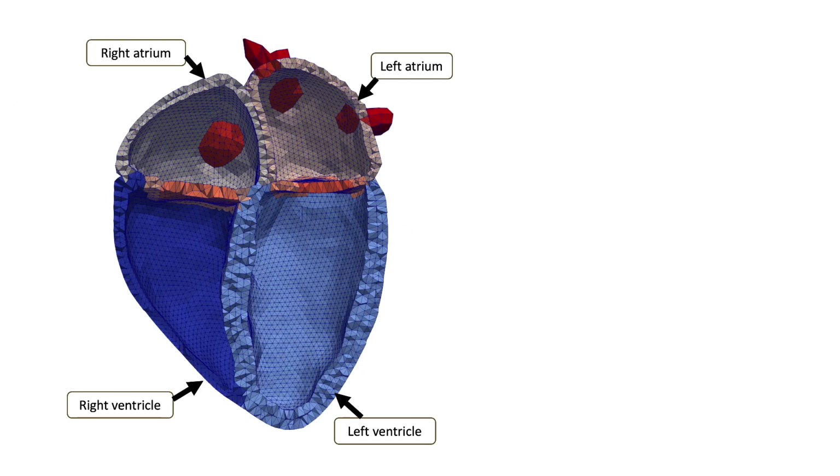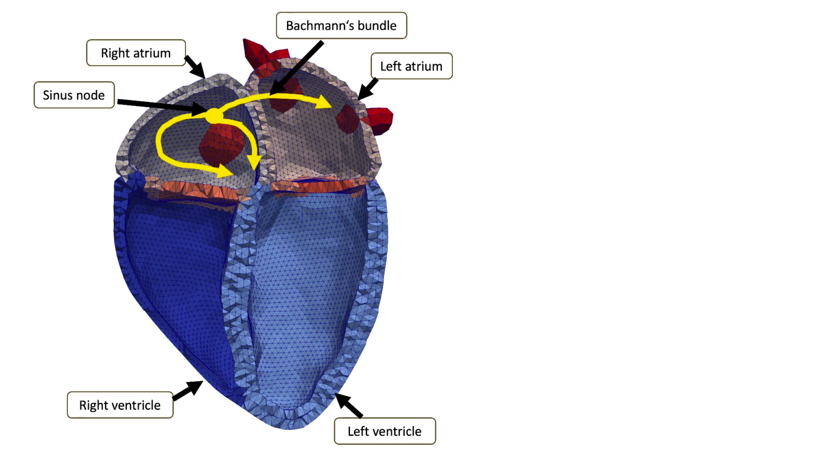Looking at the entire heart, we can anatomically distinguish four chambers: the left and right atrium and the left and right ventricle. The initiation of the electrical activation of the heart occurs in the sinus node, which is located in the upper part of the right atrium.